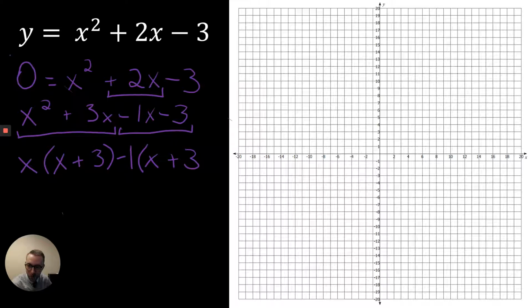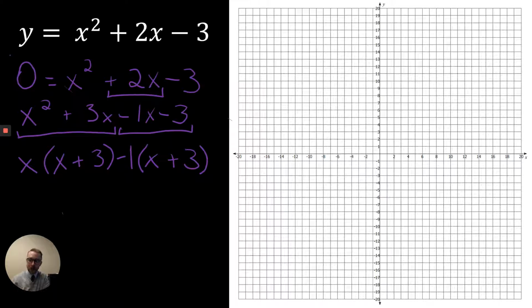Now, at this point, you should notice something. Look at my 2 binomials inside of the parentheses, and notice that they are the same. Those 2 binomials are the same, x plus 3, x plus 3. That's a good sign. If I'm factoring a quadratic function and I get to this point and my 2 binomials match, I'm doing something right. If I get to this point and my 2 binomials don't match, I'm doing something wrong. And I need to kind of take a couple steps back and start over and make sure that I'm heading in the right direction.